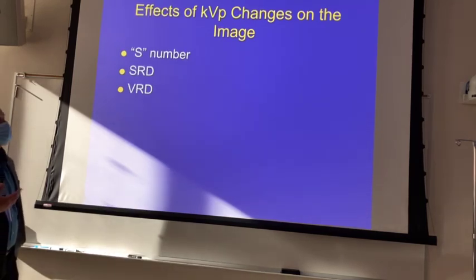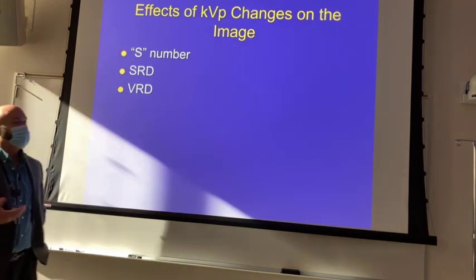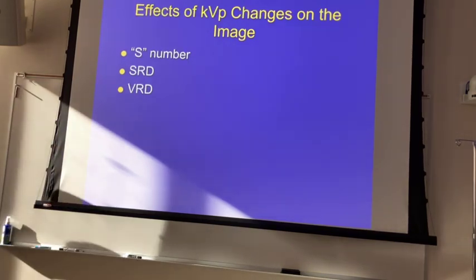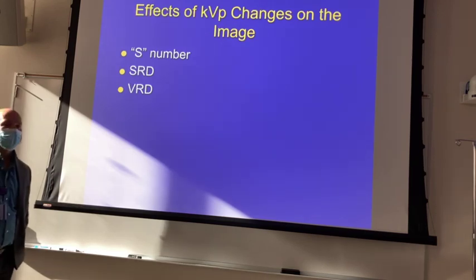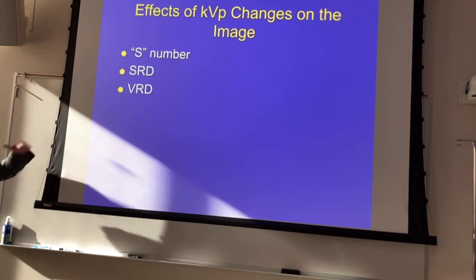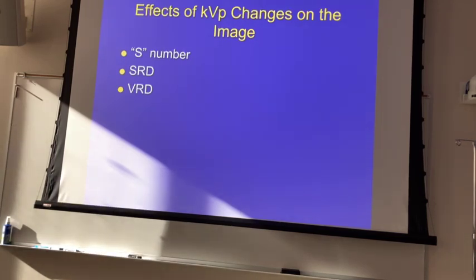So what do changes in kVp do to your sharpness of recorded detail? We kind of talked about this on Friday as well. Sharpness of recorded detail. It doesn't do anything. It's all about visibility, because it creates fog, right? Since it creates fog, that's all about visibility. It doesn't do anything at all with sharpness.